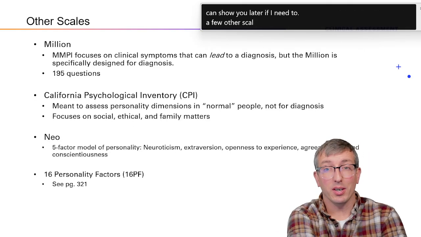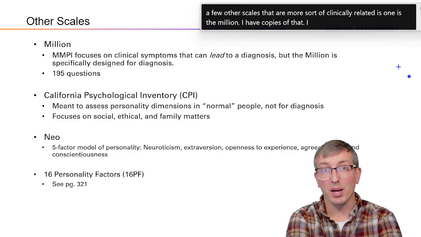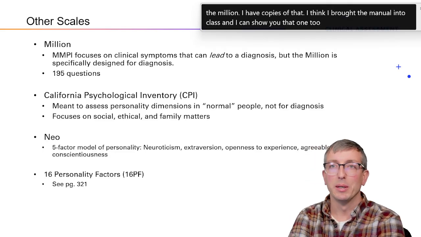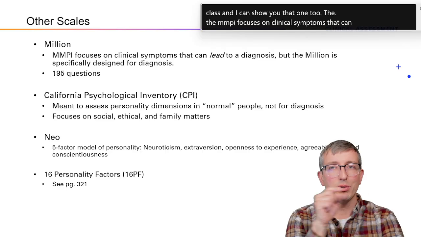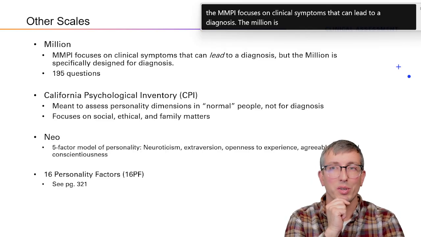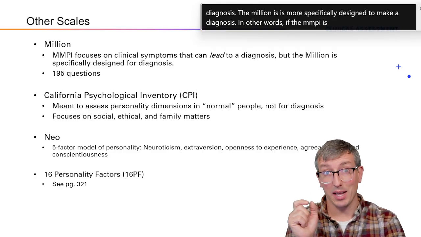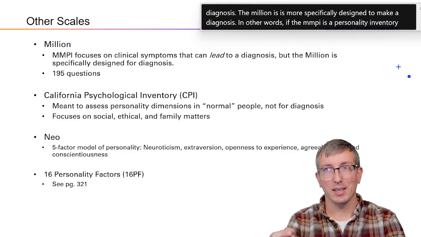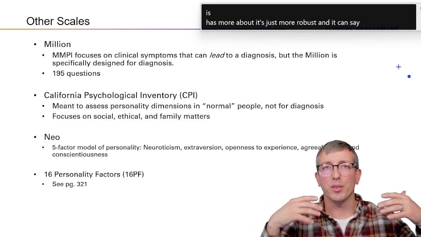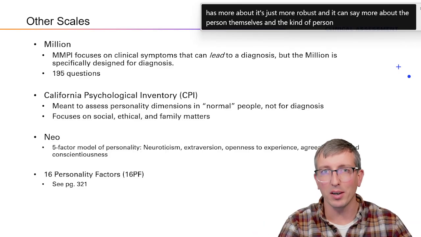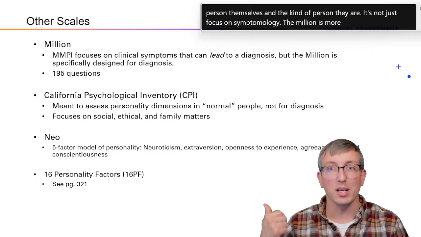A few other scales that are more clinically related: one is the Millon. I have copies of that. I think I brought the manual into class and I can show you that one too. The MMPI focuses on clinical symptoms that can lead to a diagnosis. The Millon is more specifically designed to make a diagnosis. In other words, the MMPI is a personality inventory that is more robust and can say more about the person themselves and the kind of person they are. It doesn't just focus on symptomology. The Millon is more focused on that symptomology.